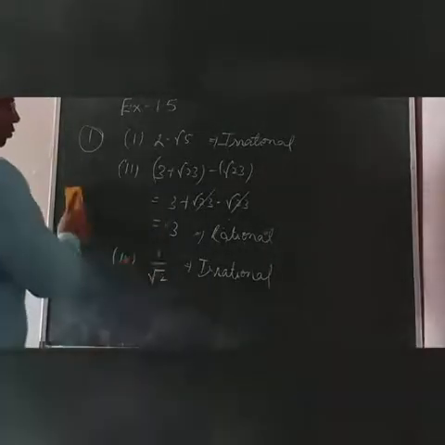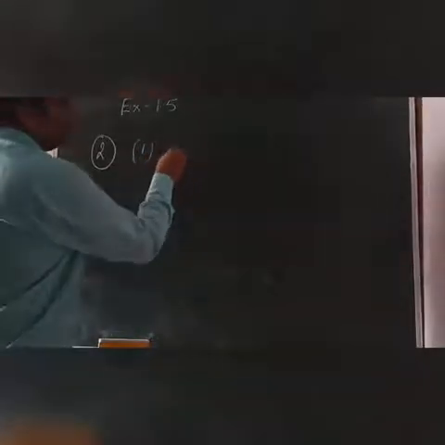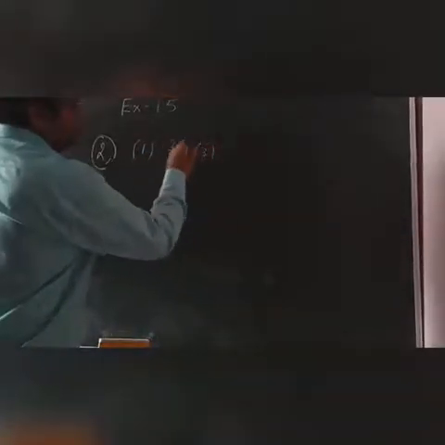Now I am taking question number 2. Question number 2 is: simplify each of the following expressions. Some expressions are given, and we want to simplify them. The first part is 3 plus under root 3, times 2 plus under root 2.